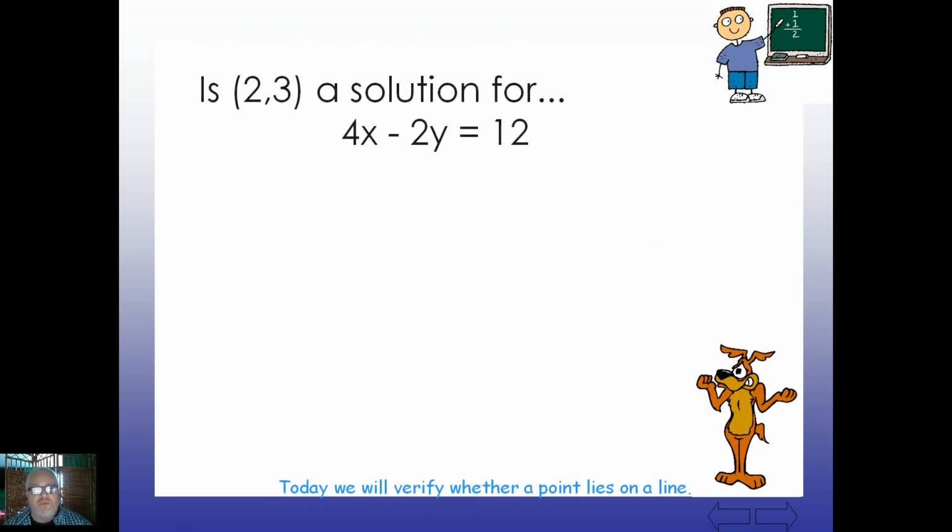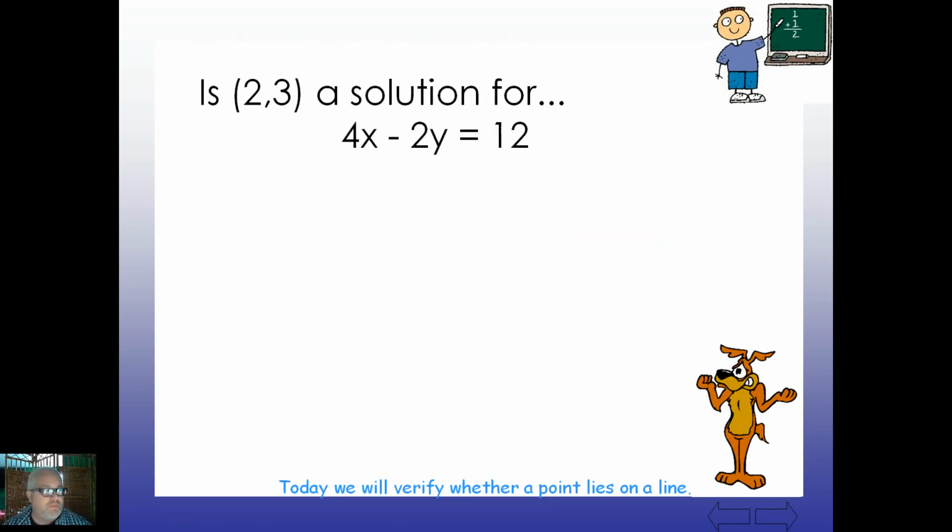So try the next one now. What do you think? What are you going to plug in for x? You plug in a 2 for x and a 3 for y. And what answer did you come up with? All right, I'll give you your answer here on 3, 2, 1. The answer here is no, this is not a solution. Looks to me like 8 subtract 6 is not going to be 12, so no, that's not going to work.